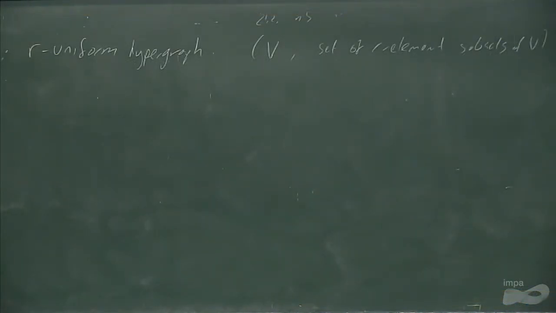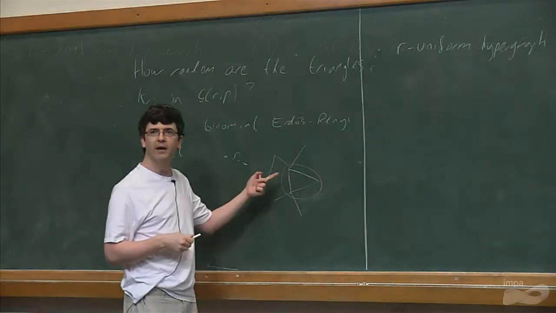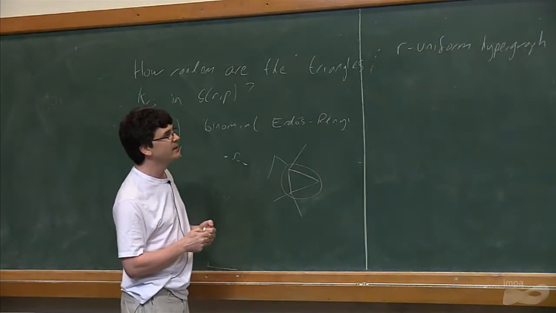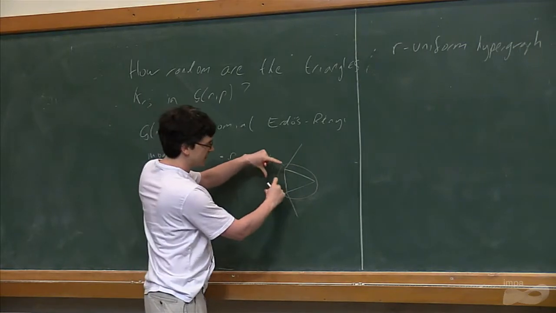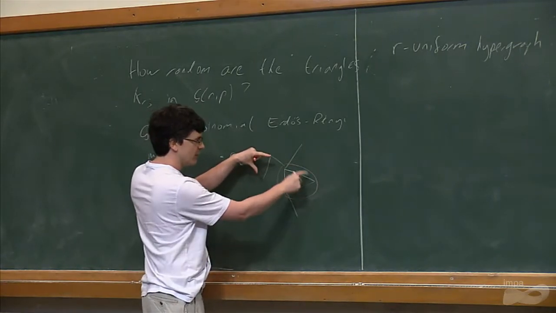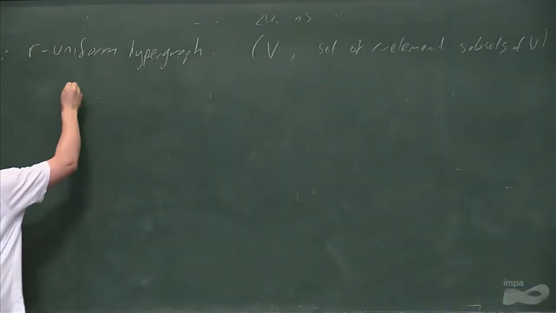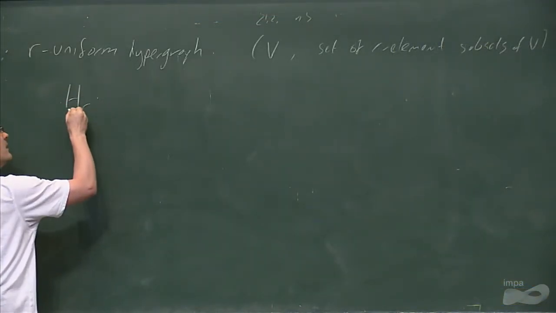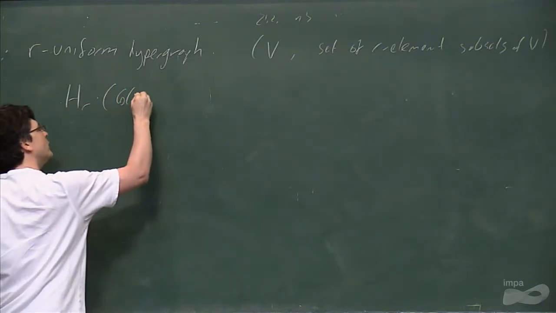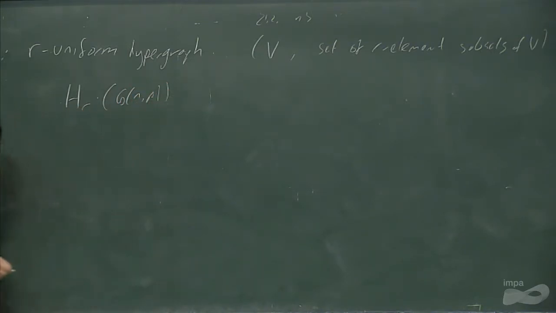So if we take G(n,p), then we can form the K_r hypergraph, where we just say an r-element subset is present as an edge in the hypergraph if that triangle, or K_r, is present in G(n,p). Okay, so we get the r-uniform hypergraph derived from G(n,p) by looking for the K_rs. Okay, that's random. It's a hypergraph.